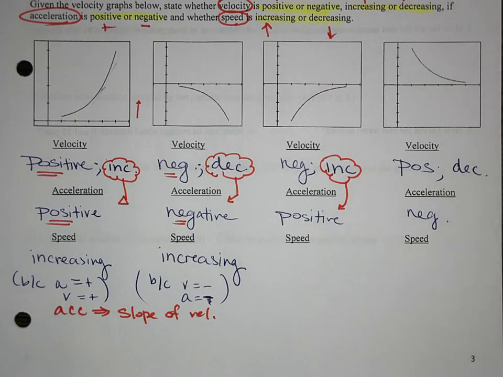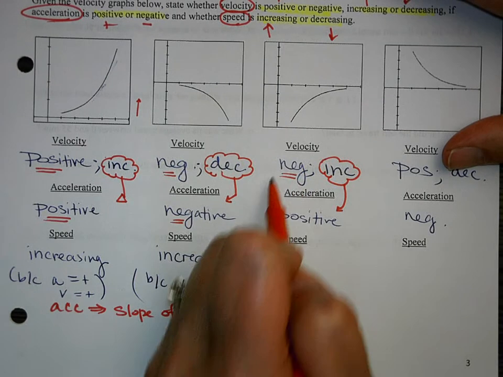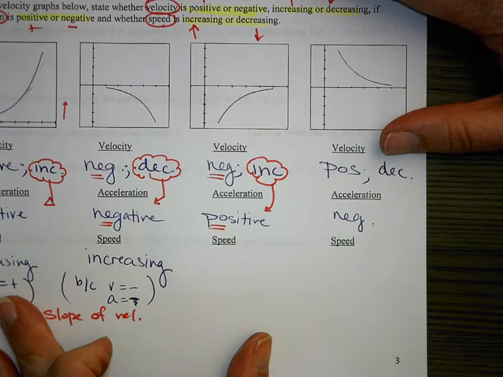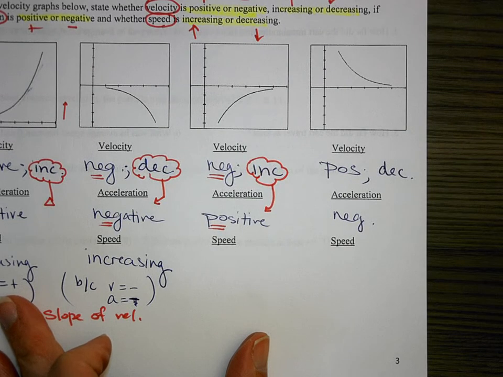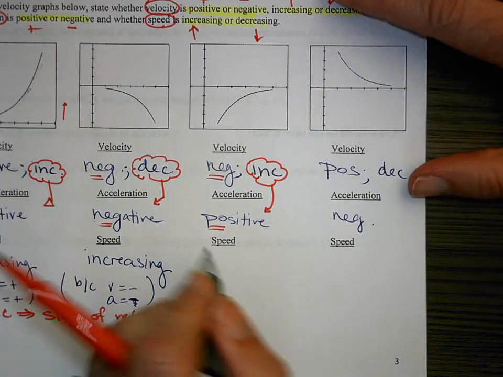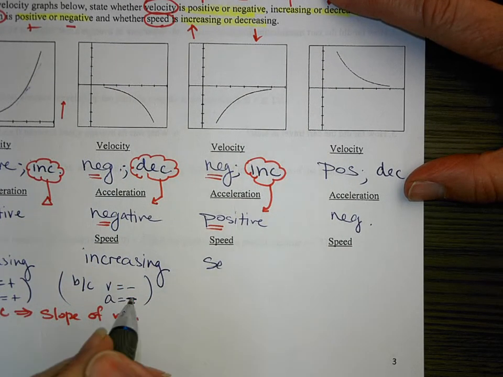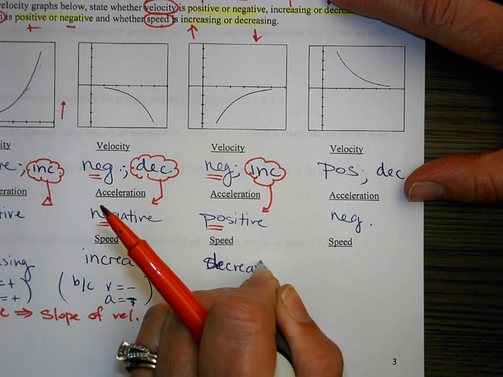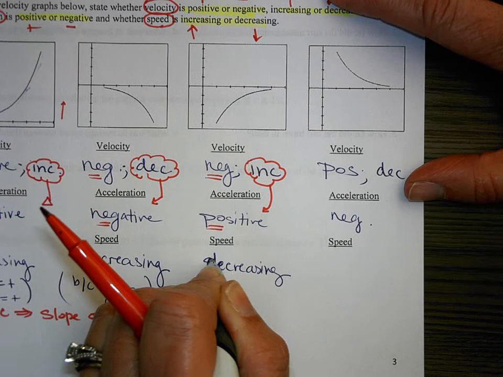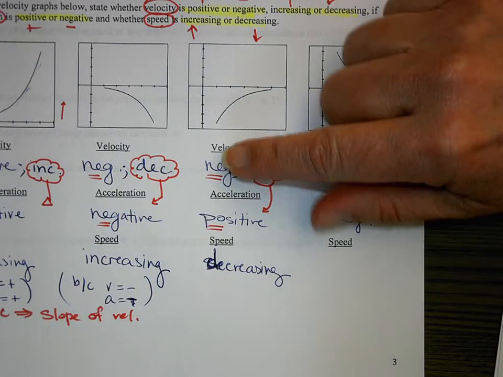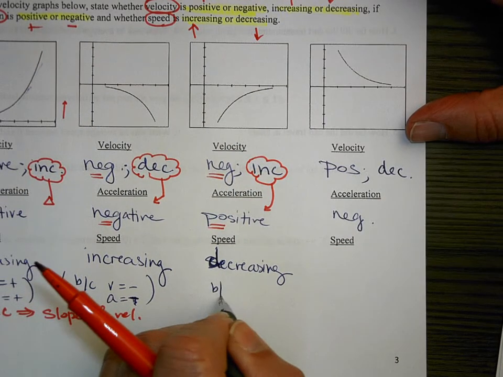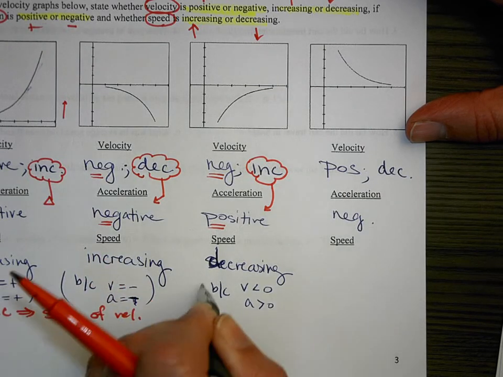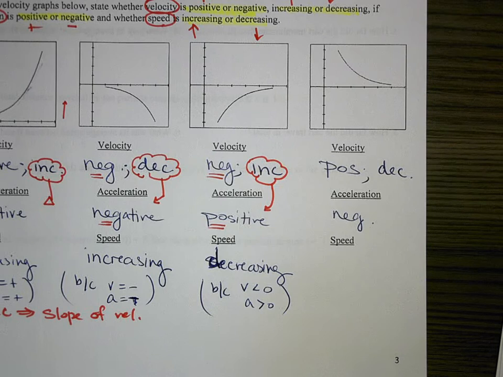And then right here, velocity is negative, yet acceleration is positive. So that means they're acting against each other, right? Although velocity is negative and acceleration is positive, they're not working together. So because they're not working together, speed is decreasing. They have opposite signs, so because velocity is negative and acceleration is positive, opposite signs are working against each other, so speed would be decreasing.